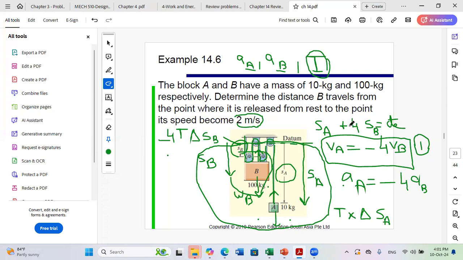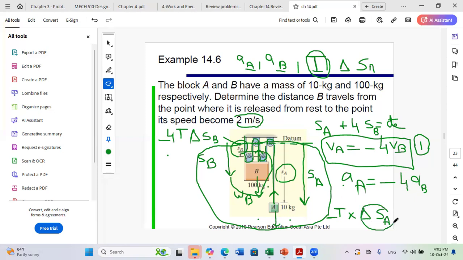Okay, and if you look at your formula, SA plus 4SB is constant. So you can say that delta SA... but here, sorry, in this case why should we put minus T delta SA? Because also SA is considered to be positive downward. So when the block moves up, actually delta SA will be negative.